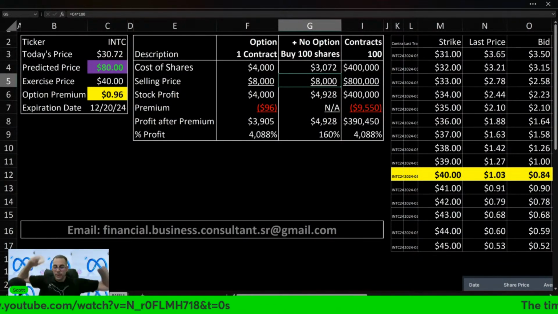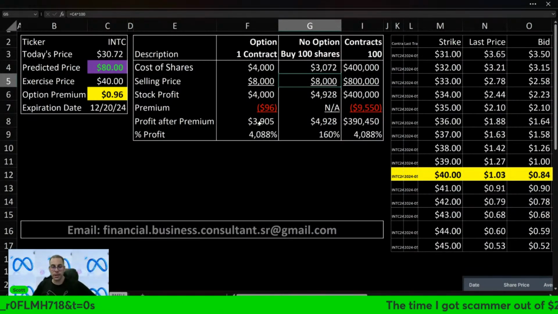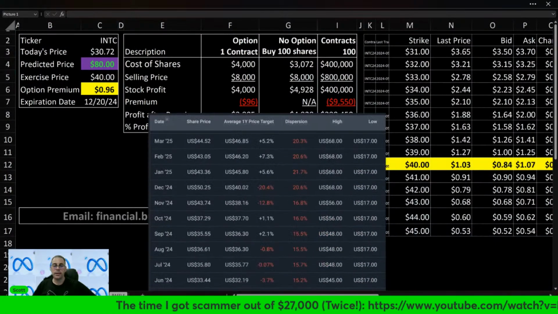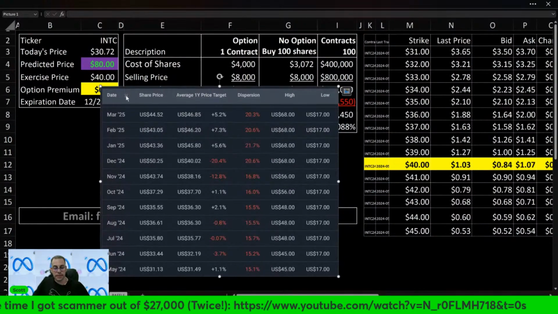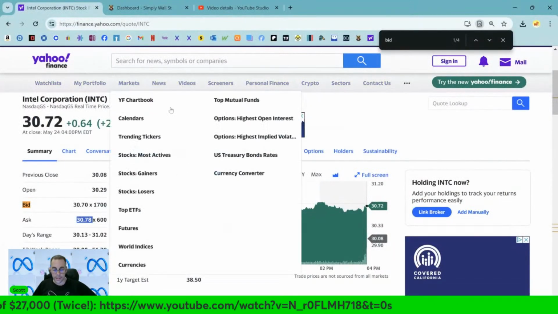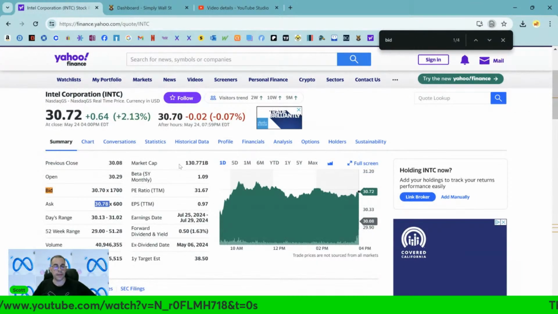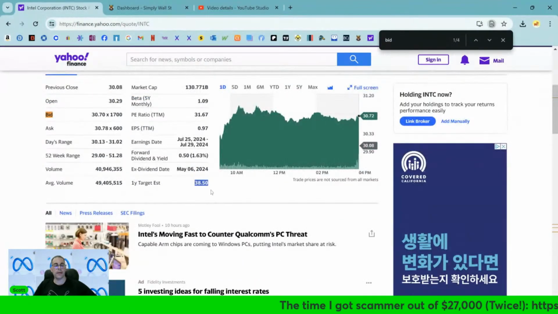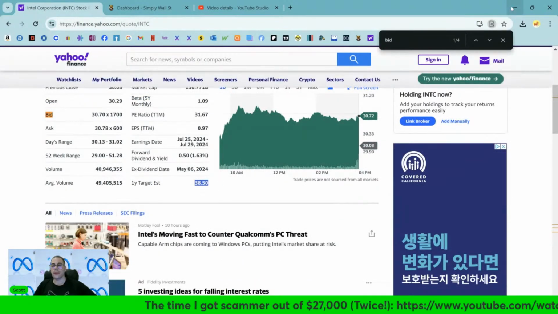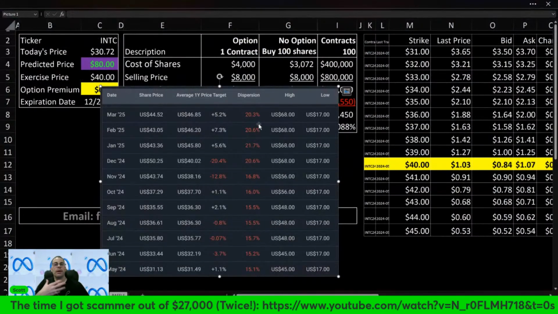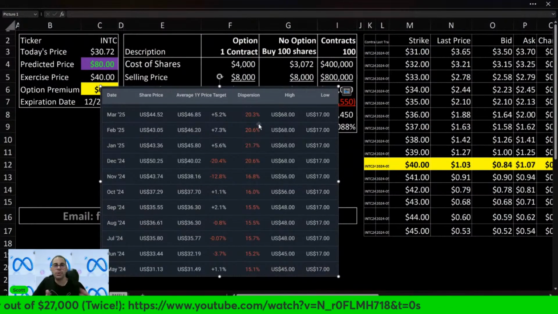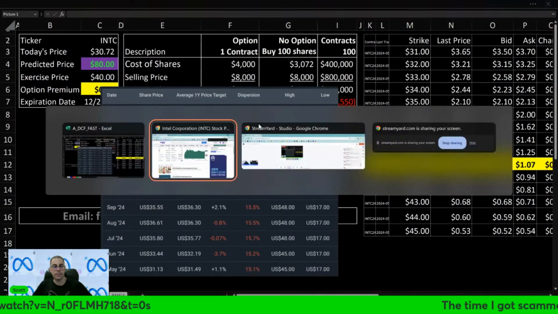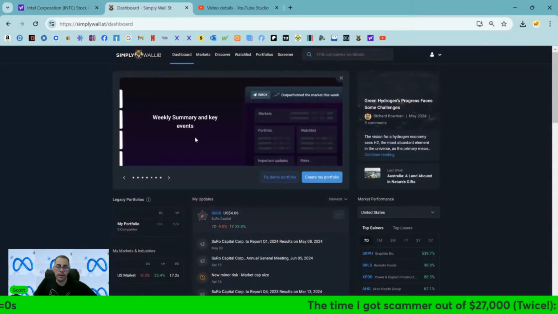Okay, now I'll bring it back. So the purpose of this spreadsheet is, now let's combine it with analyst estimates. On Simply Wall Street, you can see what analysts predict the stock price will be. You could even see it on Yahoo Finance. They have the 1 year target, 38.50. But if you are a member of these financial websites, you might see analyst predictions. I'll show you on Simply Wall Street, and how to combine it with my spreadsheet.